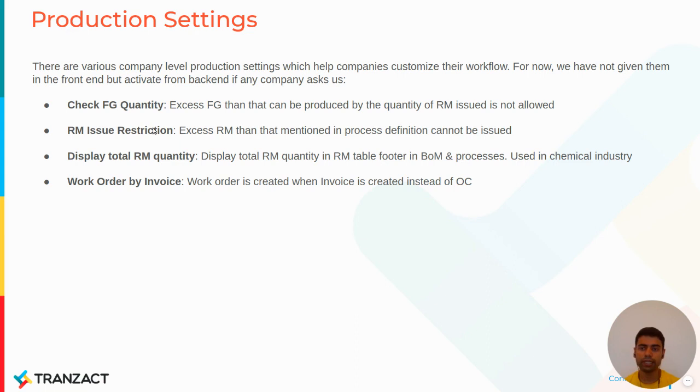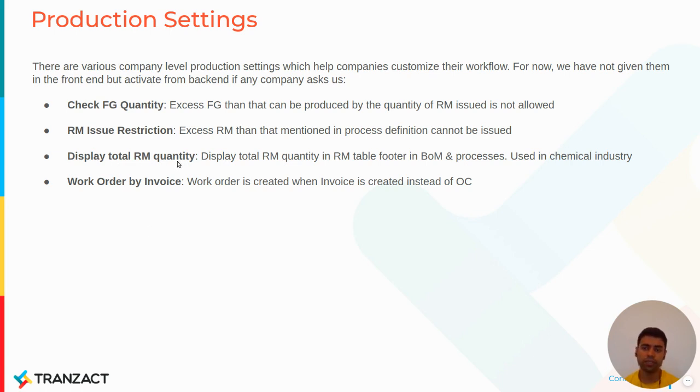We can also keep an RM issue restriction so that excess RM is not issued in a process order. If only 5 quantity of RM is issued, then the user cannot issue 8 quantity of RM. Then there are some other settings as well, like the work order that you said was generated from order confirmation. The work order can also be generated from invoice. So rather than creating a work order when an OC is issued, a work order is created after everything, when finally the item is sold and the user wants to reduce the required RM. Then the work order is created from the invoice.